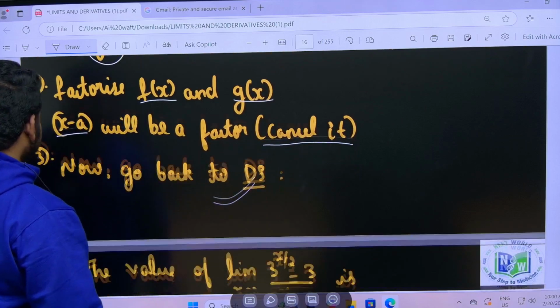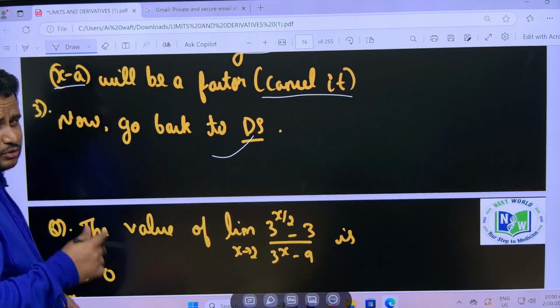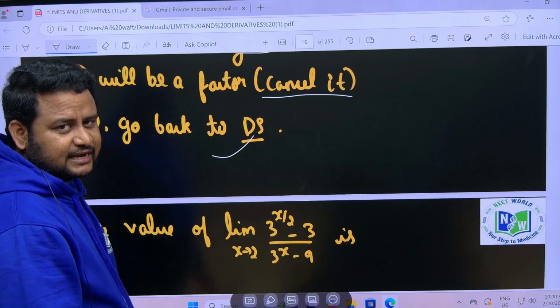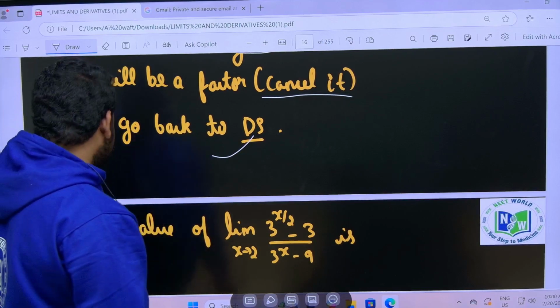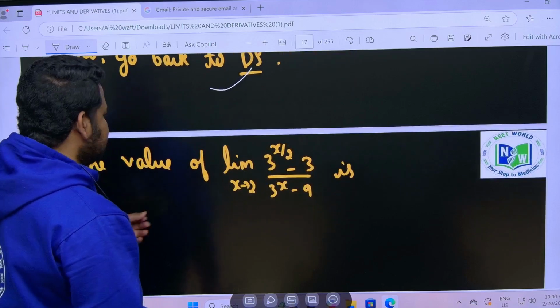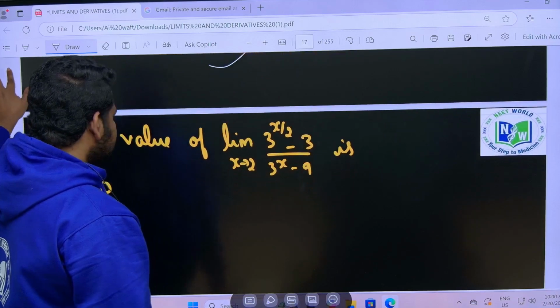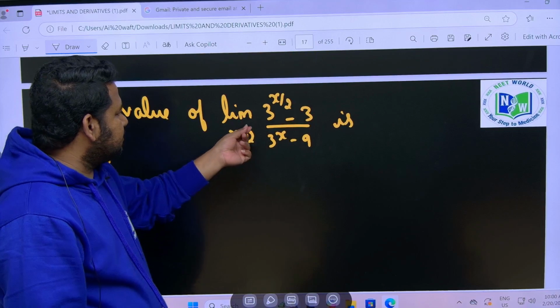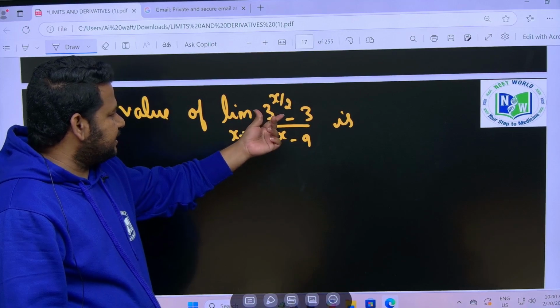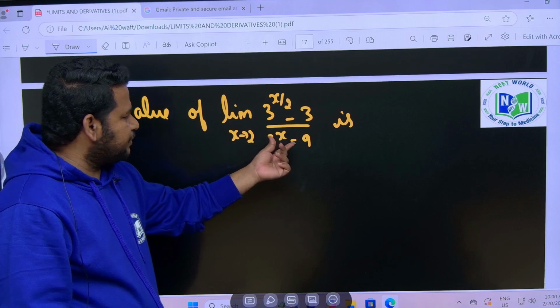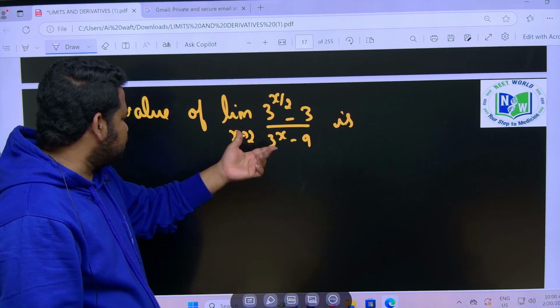Next one. This is about factorization. We learned two types of solving, that is direct substitution, and another one is factorization. Now based on factorization, let us look at this question. They have given limit (3^(x/2) minus 3) by (3^x minus 9) as x tends to 2, is how much?